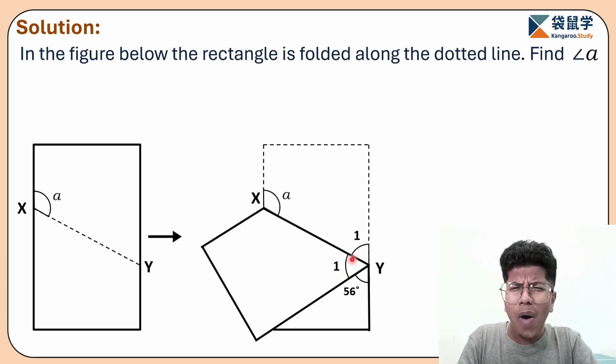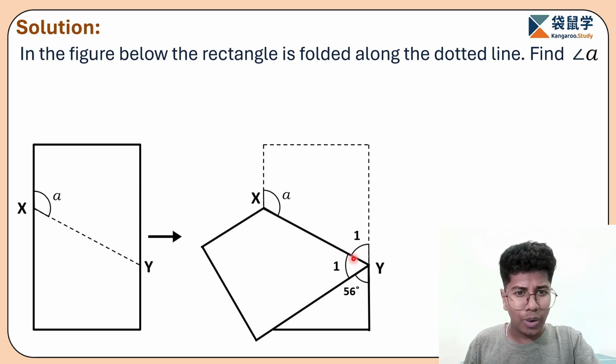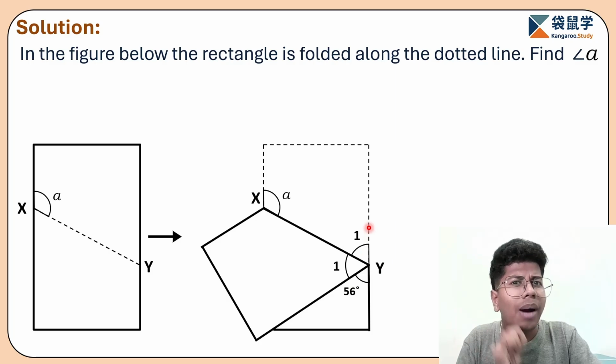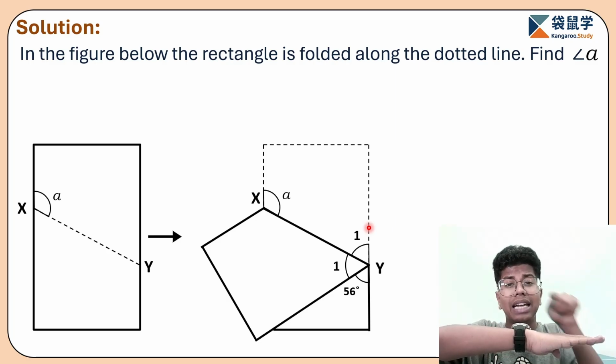But how to find out angle 1 is the question. For that, we just have to observe this 56. The 56 is present on a line, so 56, angle 1 and angle 1 are present on a line. What about the sum of these angles? Yes, if it's a straight line, what is the total angle that is drawn?